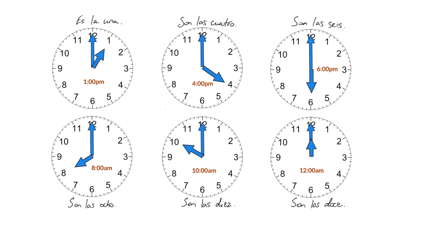¿Cómo hiciste? How did you do? On the first clock, did you start your sentence off with es la? Remember, anytime you talk about 1 o'clock, that's singular, es la una. The rest of your sentences should have started with son las because the hours are plural. Son las cuatro, son las seis, son las ocho, son las 10, son las 12.